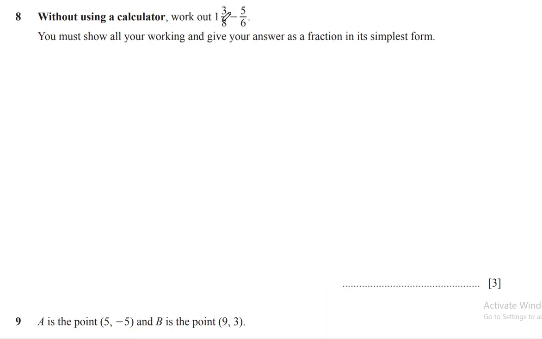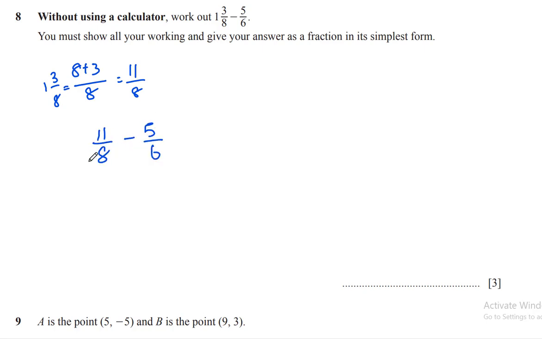First, let us convert 1 3/8 into an improper fraction. 8 into 1 is 8, plus 3, gives 8 plus 3 by 8, that is 11 by 8. So I am converting 1 3/8 into 11/8. Now we have 11/8 minus 5/6.